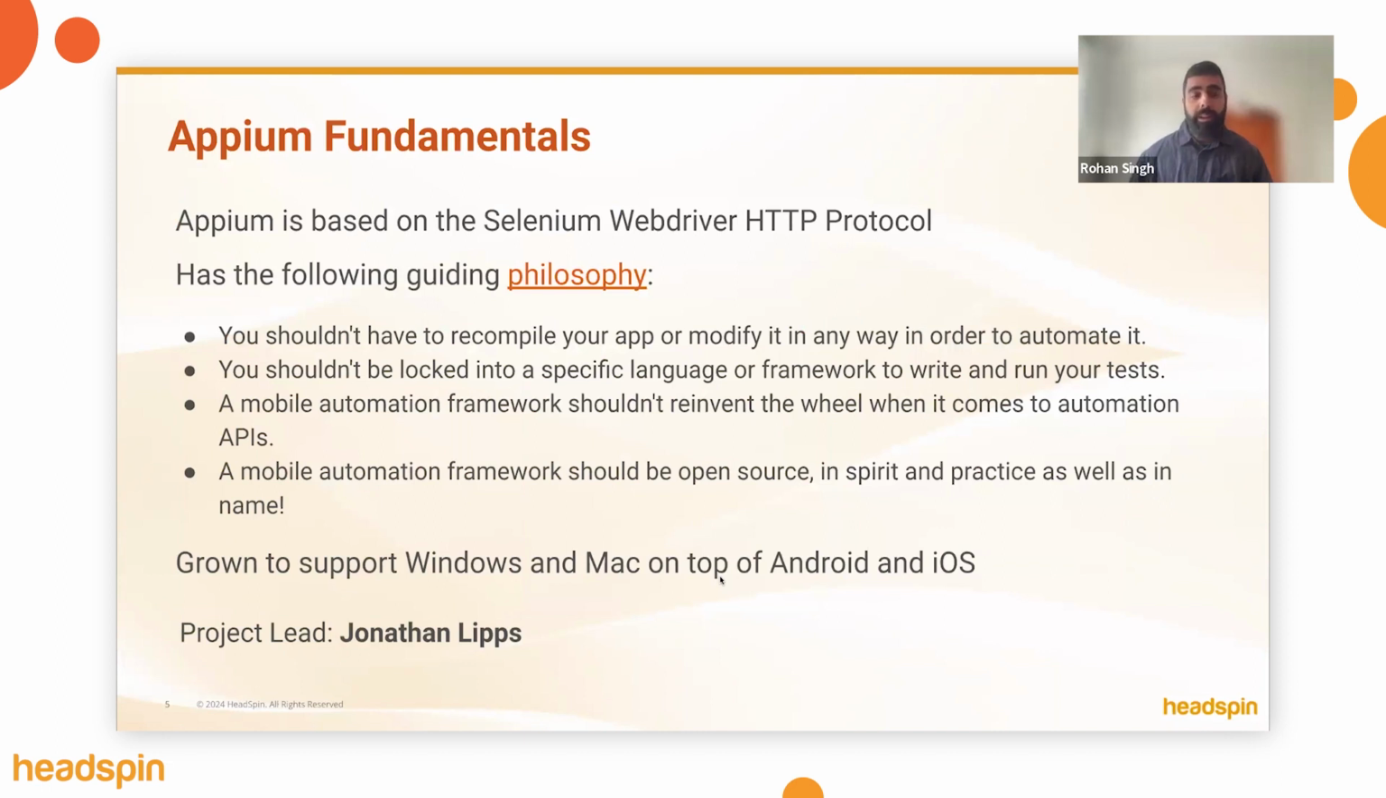Today we'll be leveraging the Appium framework to automate a website, and a bit of fundamentals about Appium to give you some background. It's based on the Selenium WebDriver protocol, and it has the following guiding philosophy: that you shouldn't have to recompile your app or code to modify it to do an automated test. You shouldn't be locked into a specific language or framework to write and run your tests. Today we'll be using Python, as it's quite easy to do sequential testing with that. A mobile automation framework shouldn't reinvent the wheel when it comes to automation APIs, and a mobile automation framework should be open source in spirit and practice, as well as in name.